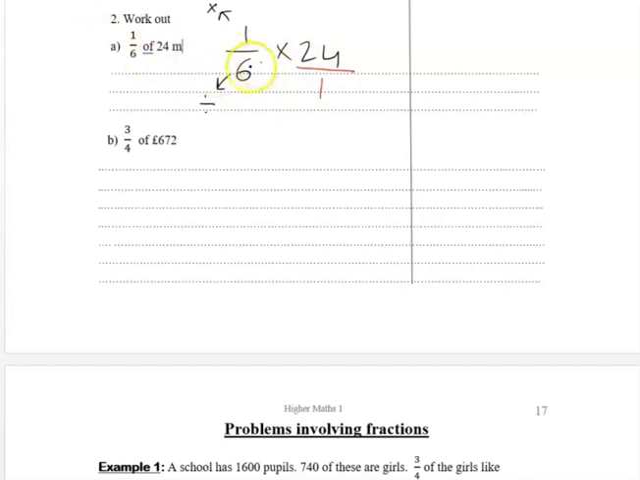That's going to give us 6 divided by 6 is 1, 24 divided by 6 is 4, and 4 times 1 is 4. So 4 meters is my answer.